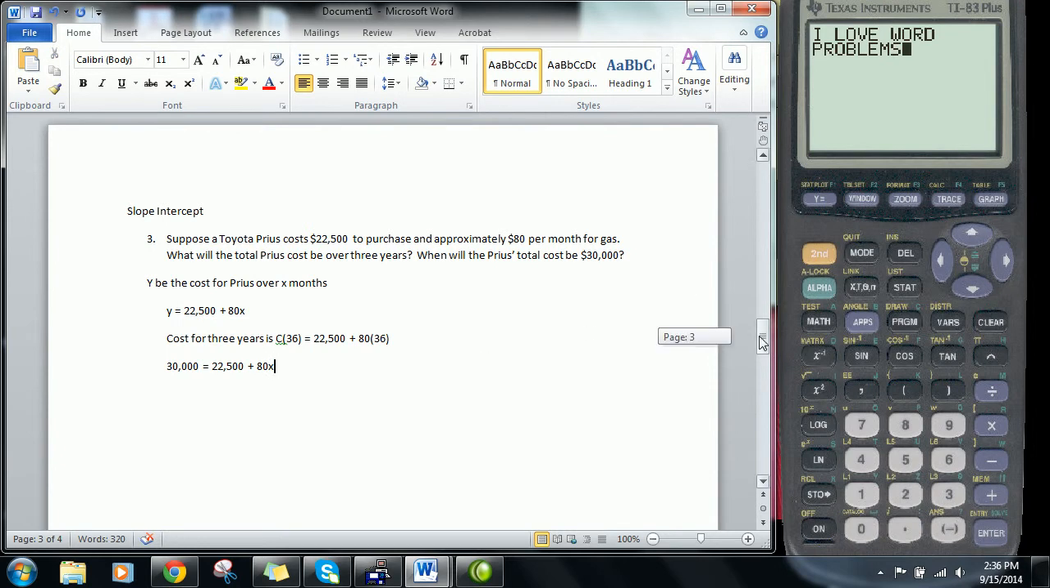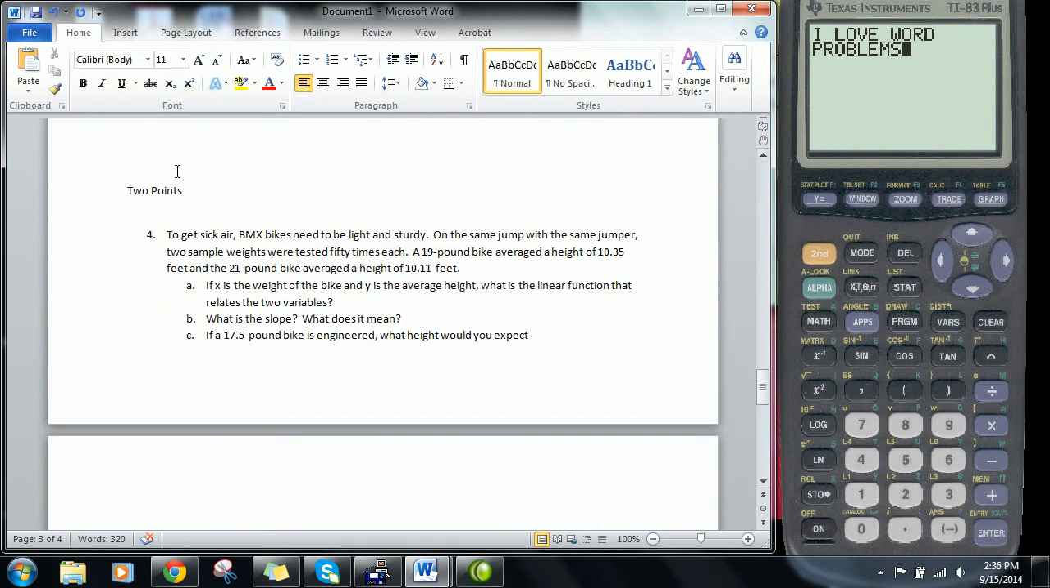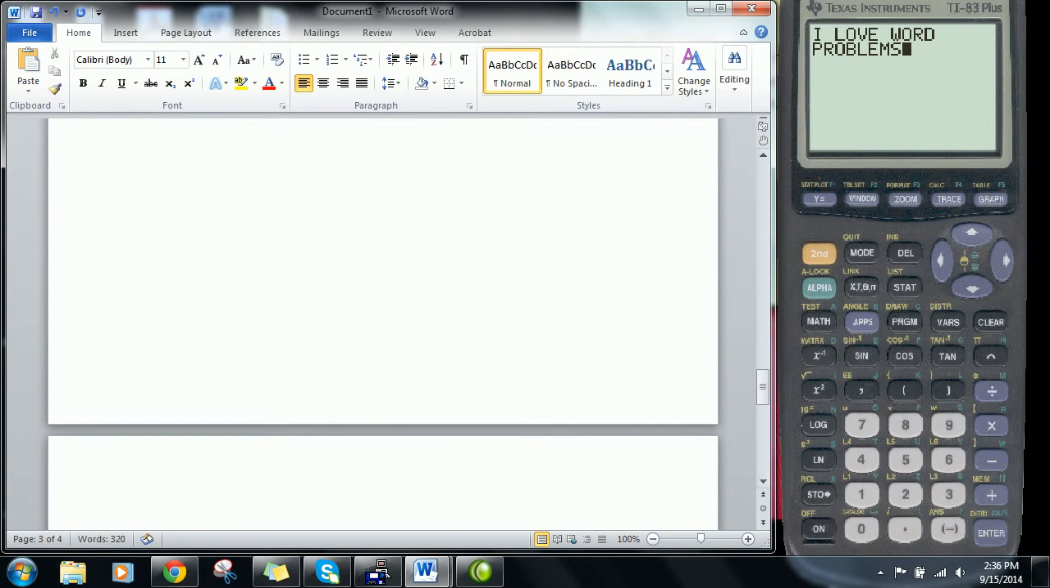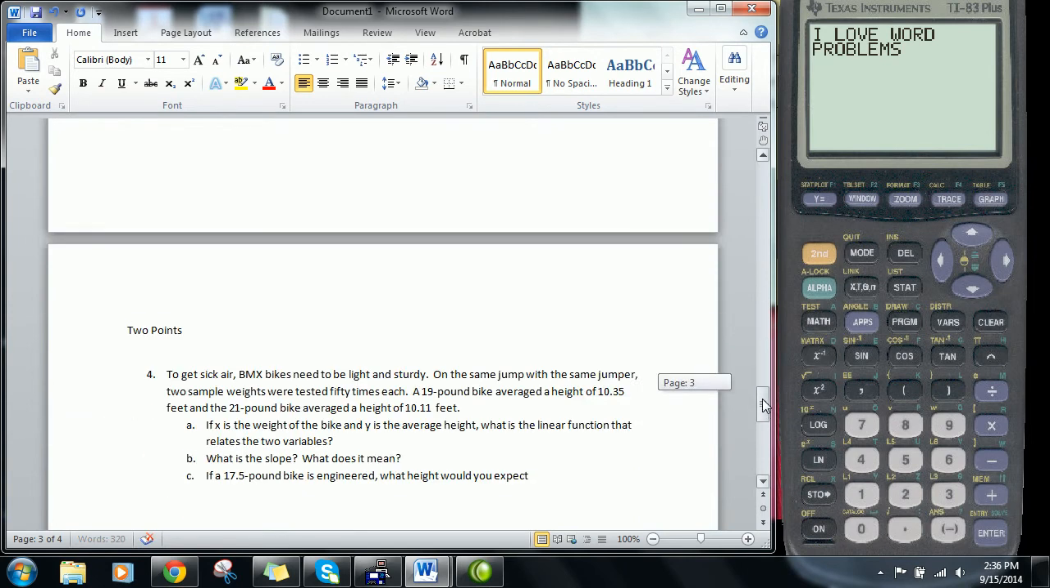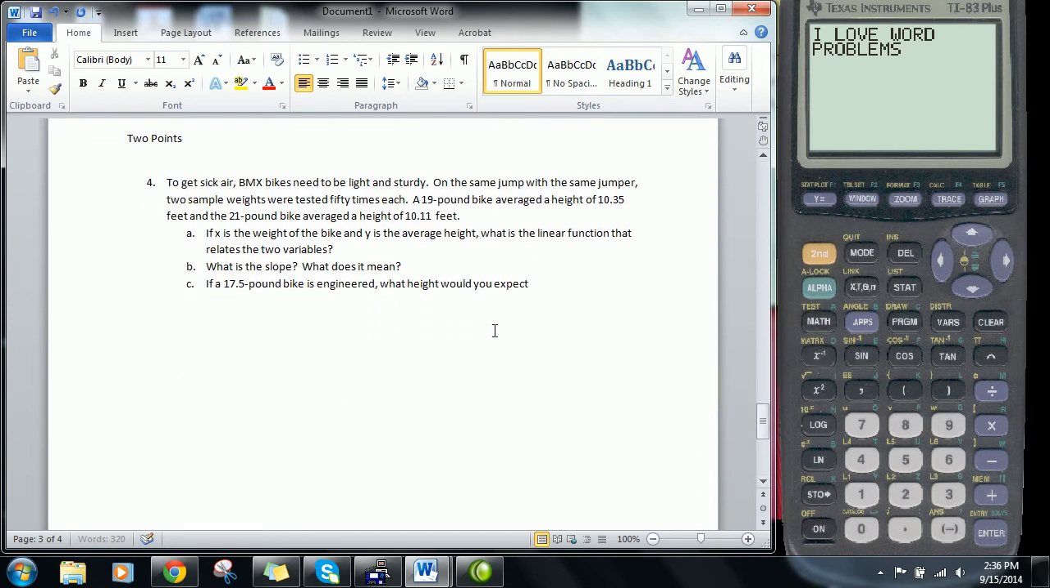Okay. Last problem. Going fast. Here's many of the problems we've done. I've given you 2 points. So here's such an example. Basically we have a 19-pound bike that gives us a height of a jump, versus a 21-pound bike, which is heavier. It's not going to jump as high. So if you're into BMX, X Games, all that stuff, here you go.